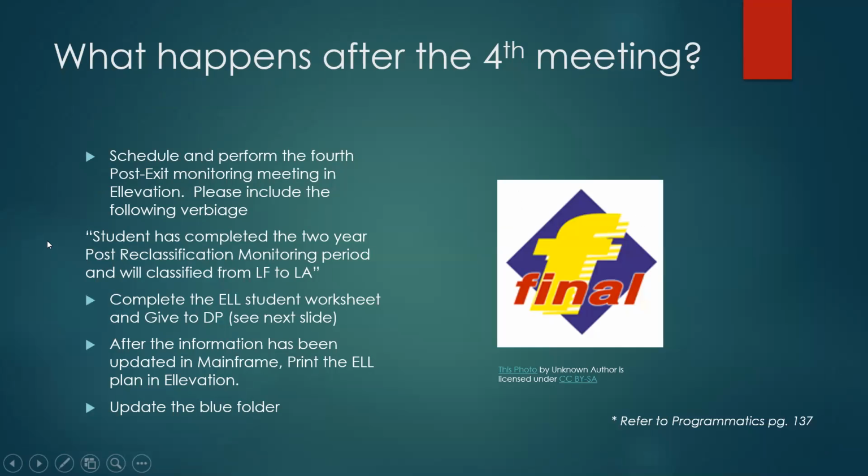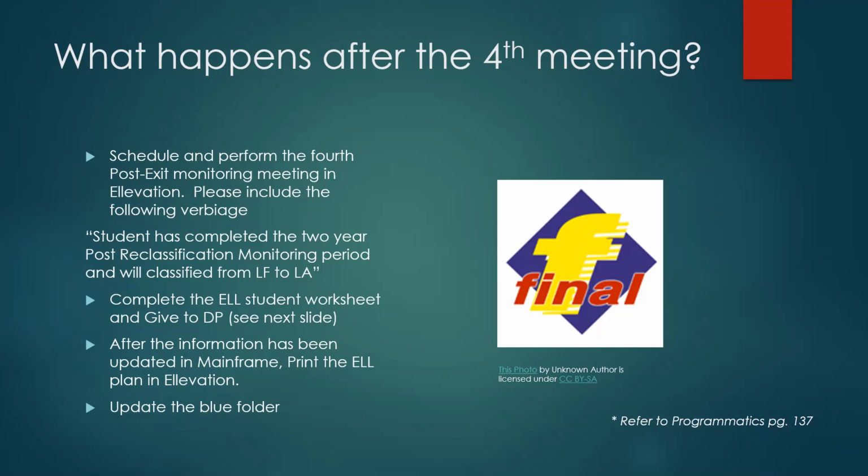And you're going to repeat that 3 more times according to the appropriate timing. So what happens after the 4th meeting? You're going to schedule and perform the 4th post-exit monitoring meeting in Elevation. And in addition, you're going to add the following verbiage. The student has completed the 2-year post-reclassification monitoring period and will classify from LF to LA.